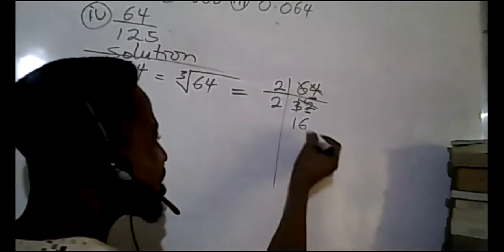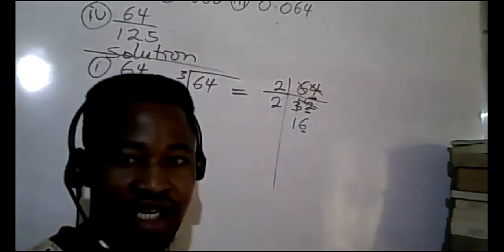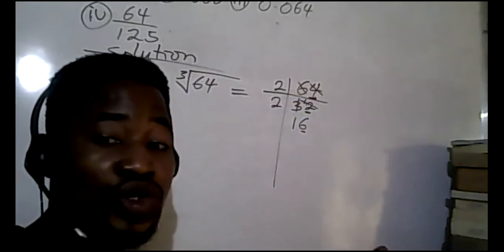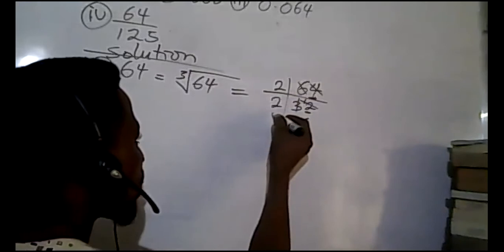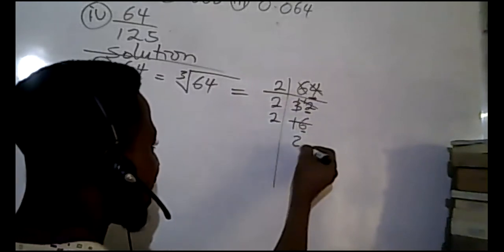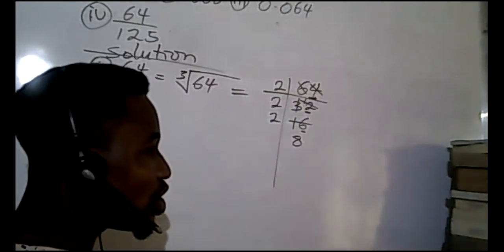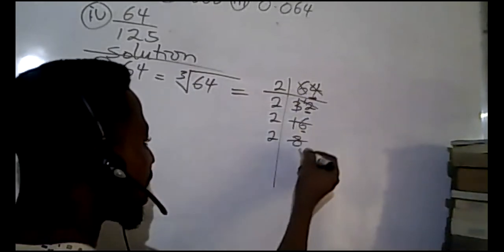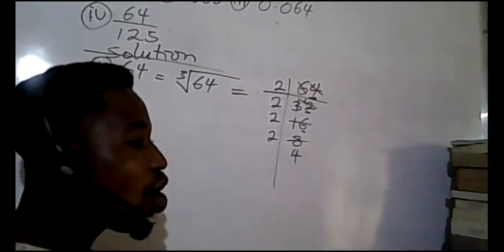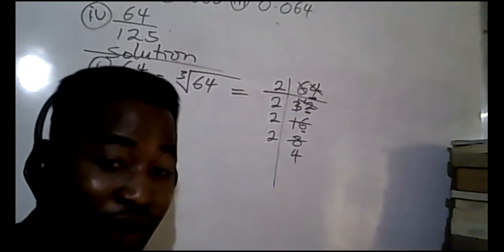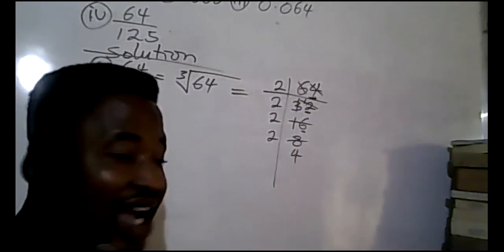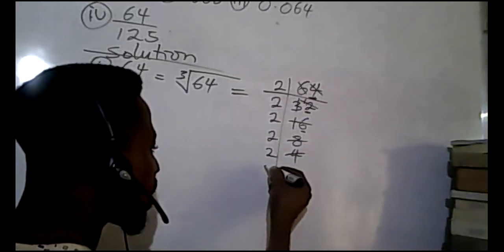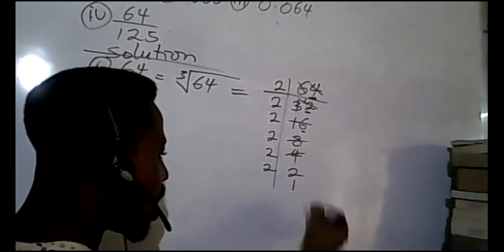Now, check the last digit again. That is 6. The only prime number that is even that can be used is 2, so you use 2 again. 2 in 16 is 8. 8 is even, and the only prime number that is even that can divide it is 2. 2 in 8 gives 4. 4 is even, so use 2 again. 2 in 4 is 2. Then you use 2 again. 2 divided by 2 is 1.